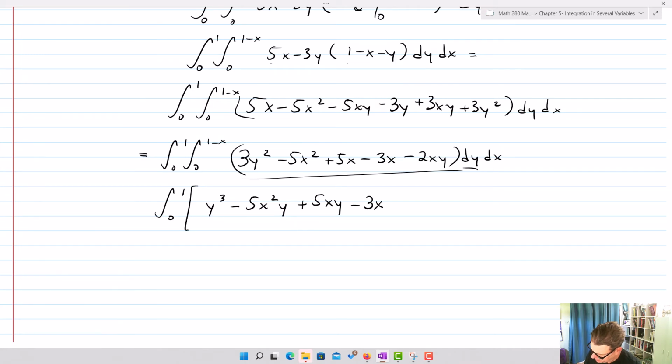Oops. Somehow that 3xy came in there. I don't know where that came from. Oh, that's plus 3y, plus 3y squared over 2 minus 2xy squared over 2, or basically just xy squared. So we're just integrating with respect to y, treating x as if it's a constant. So it's dx. And then we're going to evaluate that, by the way, from 0 to 1 minus x.